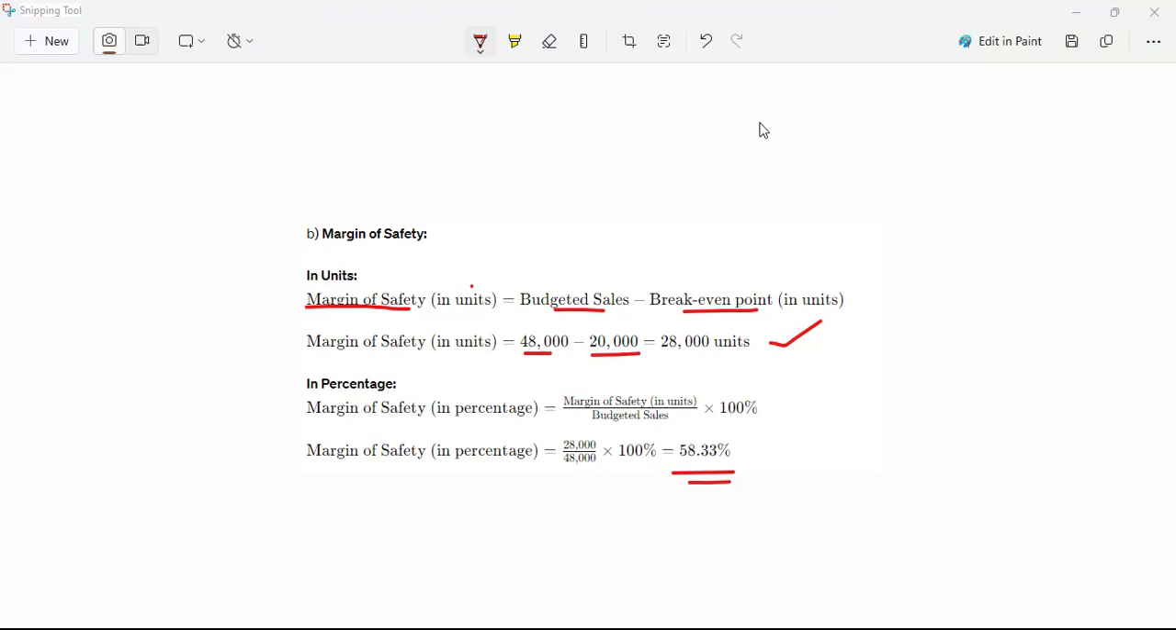Yes. You are required to calculate the margin of safety, but you haven't been given the budgeted sales. I think I saw a question where there's no budgeted sales indicated. Okay, how do we calculate our margin of safety in the case that you are not given the budgeted sales? Anyone to answer that question?